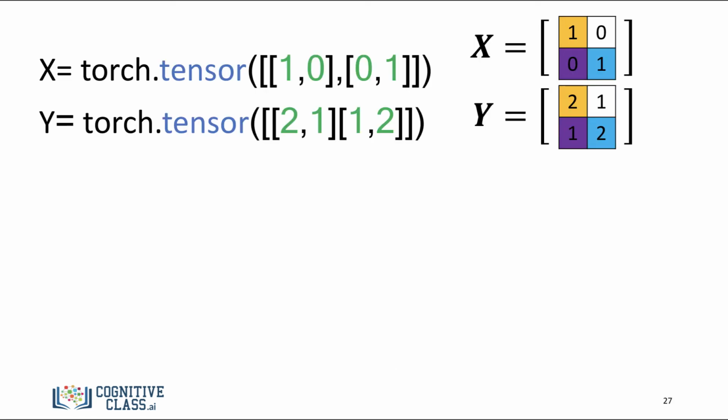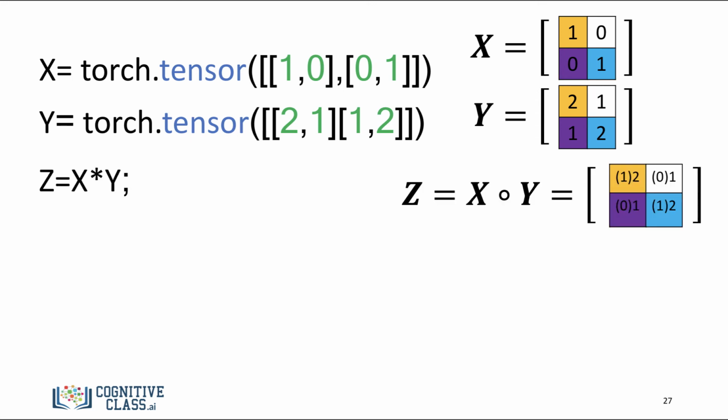In PyTorch, we can multiply two tensors as follows. Consider the tensor X and tensor Y. We can find the product of the two tensors X and Y and assign it to the variable z as follows. We can also perform matrix multiplication with a tensor.